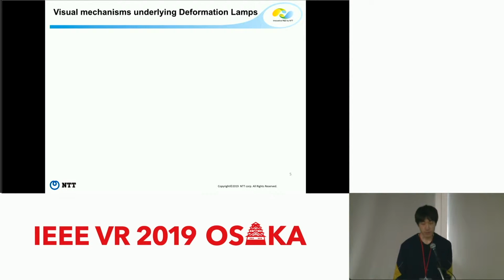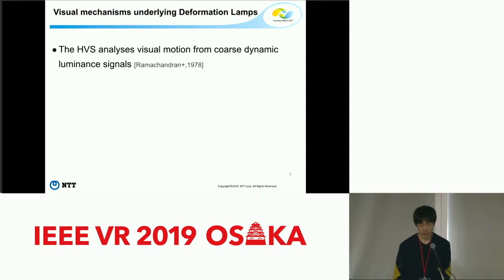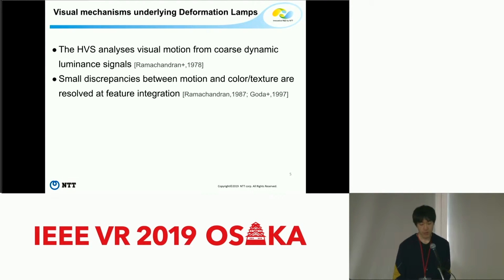This simple strategy works because the human visual system analyzes visual motion from coarse dynamic luminance signals. Even though there are small discrepancies between the motion signal and color and texture information, they are resolved at the feature integration stage in the visual system. So the motion-inducer pattern consisting only of luminance signal effectively drives motion perception without changing color or texture information.